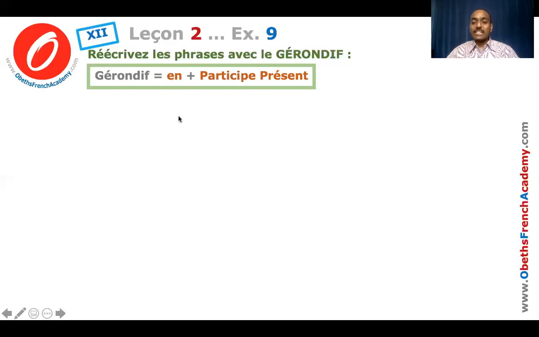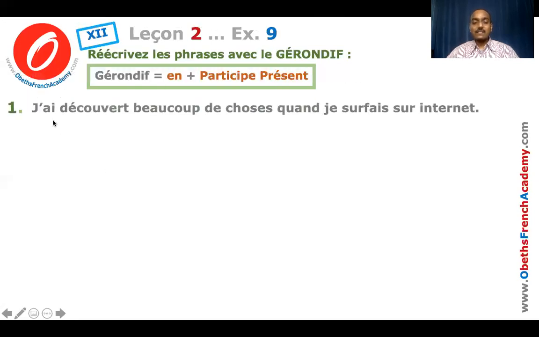Now let's do these 5 sentences from our textbook. And the first sentence. Did you notice? J'ai découvert beaucoup de choses quand je surfais sur Internet. So you have 2 verbs. One is découvrir and the other one is surfer. I discovered many things when I was going through the internet.